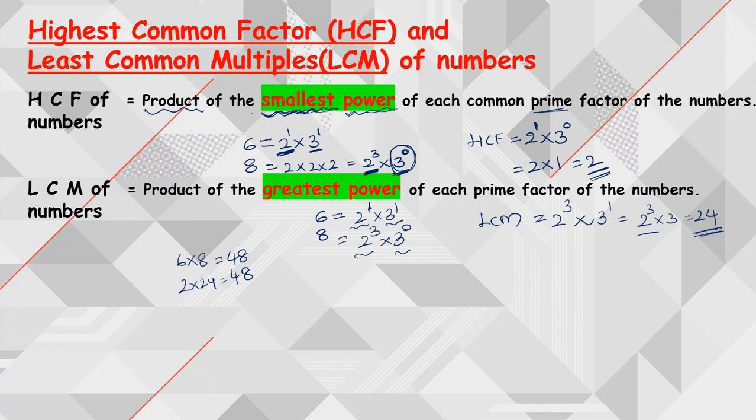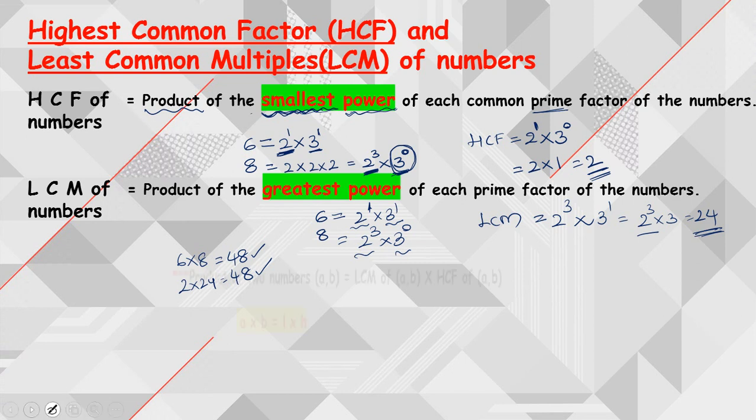So from this what can I conclude? The product of the numbers is equal to the product of LCM and HCF. So it is possible only for two numbers. So if you are having more than two numbers, then you cannot apply this particular relation, right?